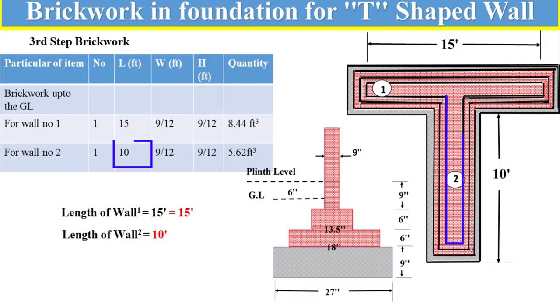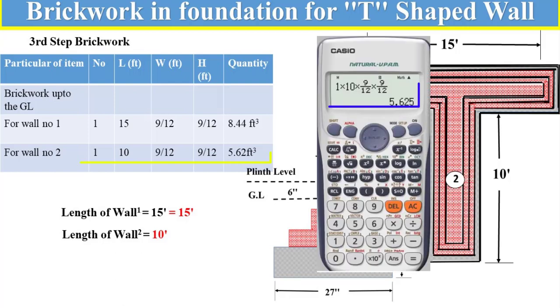Similarly, for wall number 2, the length of brickwork in third footing is 10 feet. The width of the wall in third footing is 9 inches. The thickness up to the plinth level is 9 inches. For the total quantity of brickwork up to the plinth level in wall number 2, multiply 10 multiply 9 divided by 12 multiply 9 divided by 12. So the total quantity of brickwork in third footing in wall number 2 is 5.62 cubic feet.